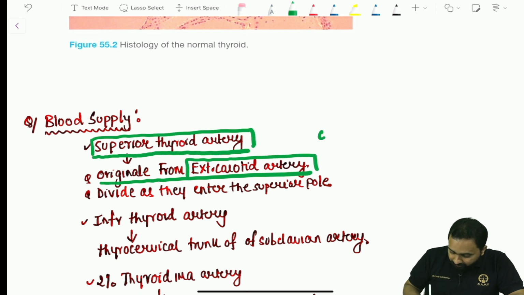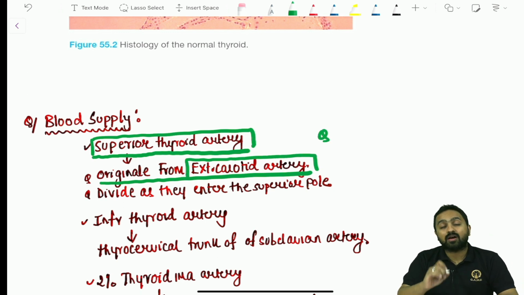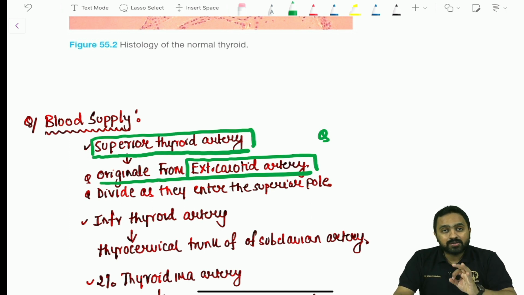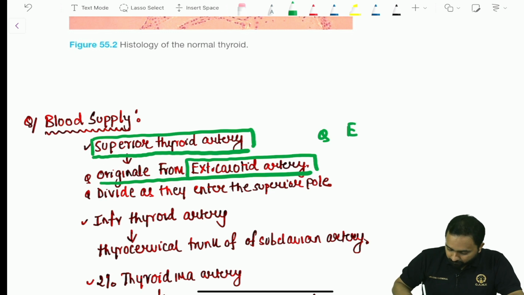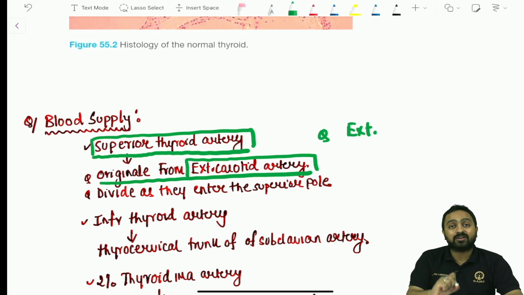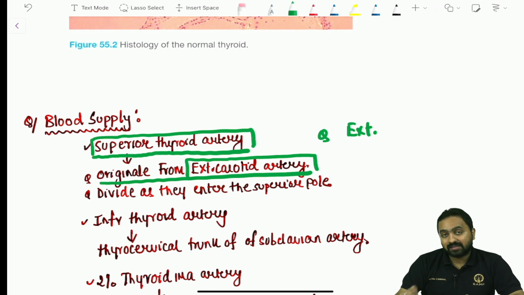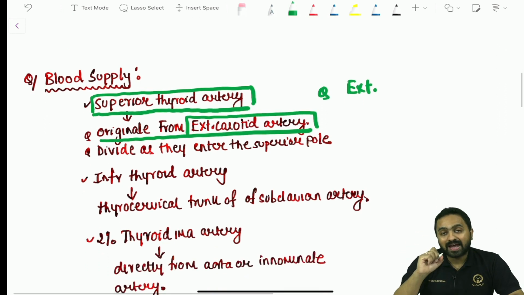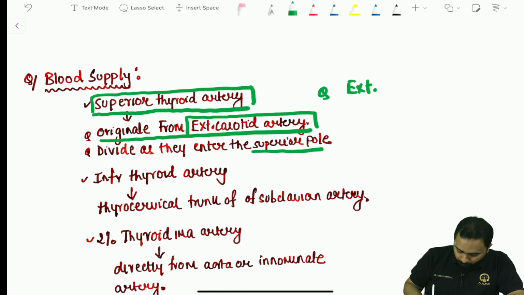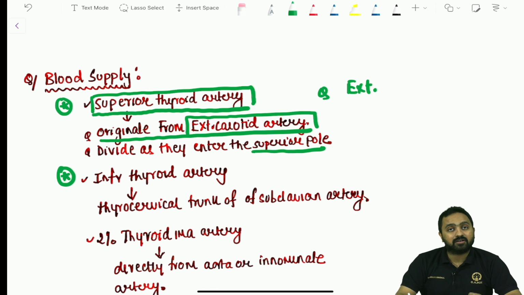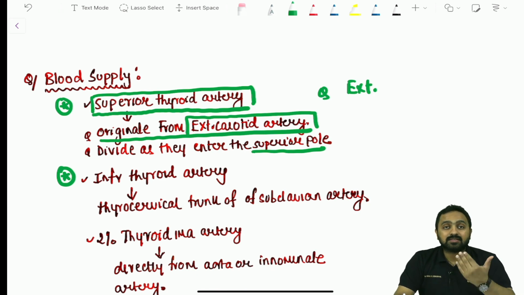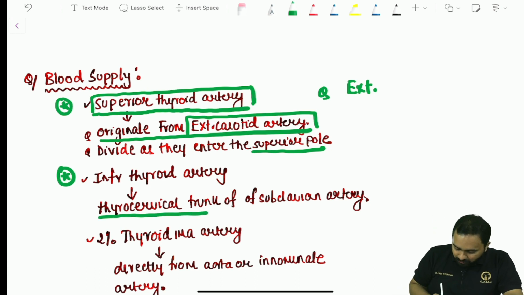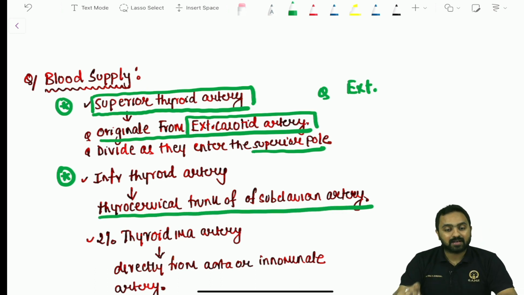Students often confuse it as a branch of the internal carotid artery. So no, my dear students, the superior thyroid artery is a branch of the external and not the internal carotid artery, and the important part is that it divides as it enters the superior pole. Right. Now the next artery is the inferior thyroid artery. The question that has been asked is what the inferior thyroid artery is a branch of. Yes, it is a branch of the thyrocervical trunk of the subclavian artery.